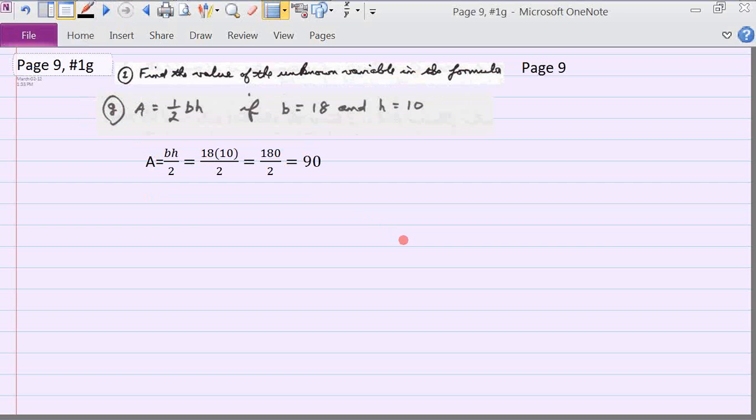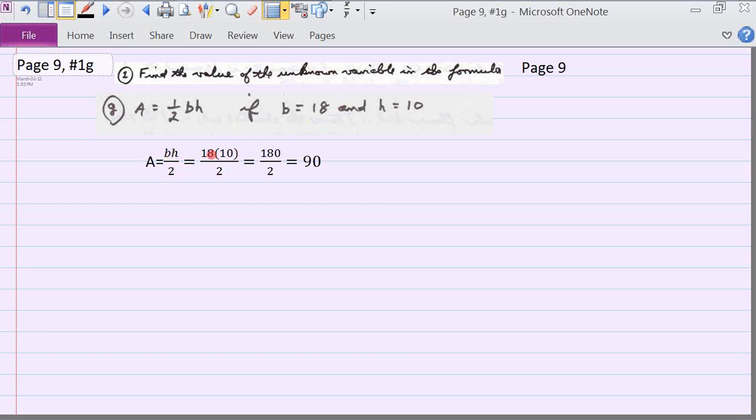So if we go to problem 1G, in this case again it's a substitution. Find the value of the unknown variable in the formula. Here we're given B is 18, we're given H is 10, and we're asked to calculate A. The formula is 1/2 BH, which can be written this way. So this formula here and this one are identical. We can put the 2 right on the denominator, multiply the B and the H.